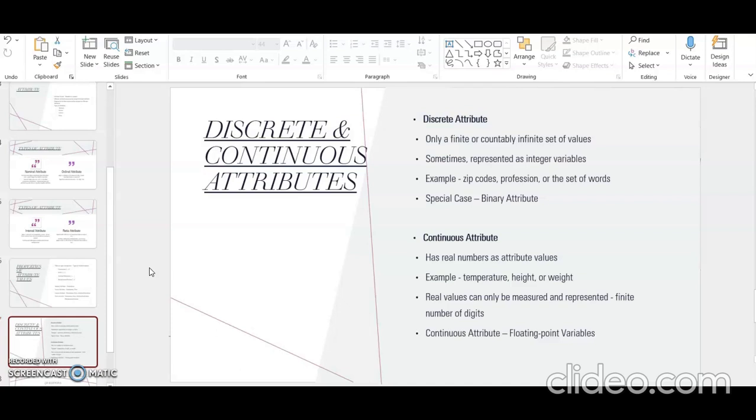A continuous attribute has real numbers as attribute values. It consists of floating point variables. These are real values which can only be measured and represented using a finite number of digits. A few examples are temperature, height, or weight.